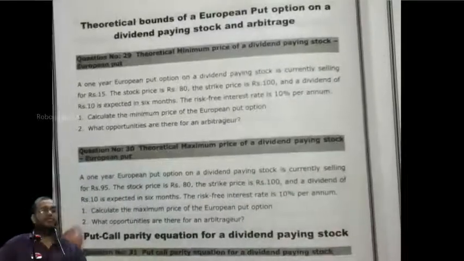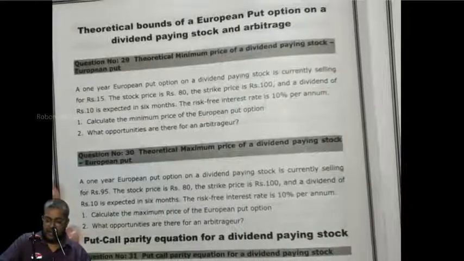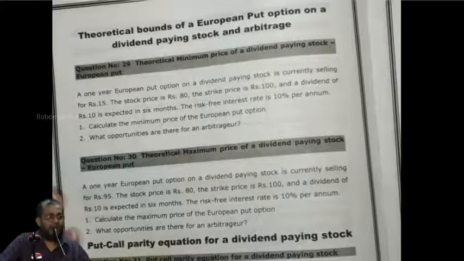One year European put option on a dividend paying stock is currently selling for 15. What is that 15? Tell me.